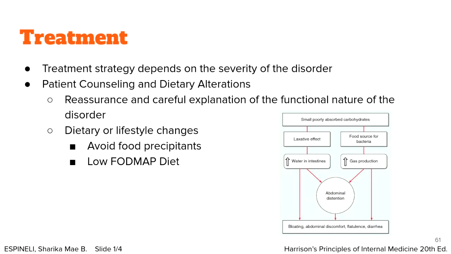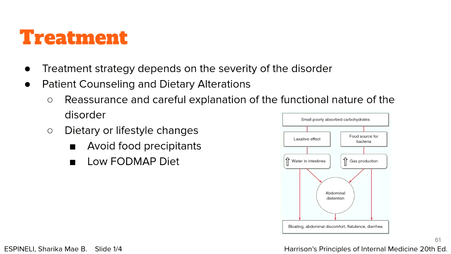Which mainly focuses on the relief of symptoms experienced by the patient. Since most IBS patients have mild symptoms, the mainstay of treatment involves patient counseling and dietary alterations. So there should be reassurance and careful explanation of the functional nature of the disorder. The patient should also be advised to avoid food precipitants which may be revealed through dietary history. Examples are coffee, disaccharides, legumes, cabbage, and those containing excessive fructose and artificial sweeteners.